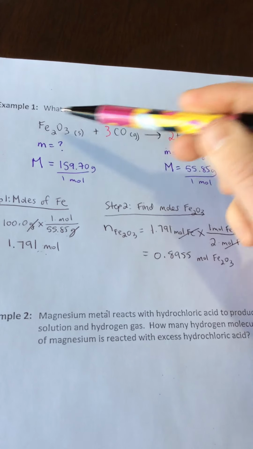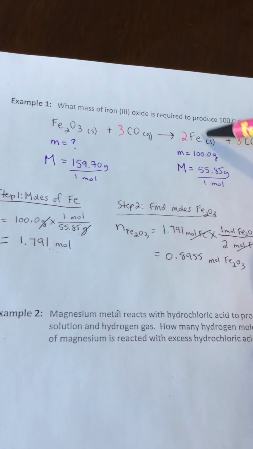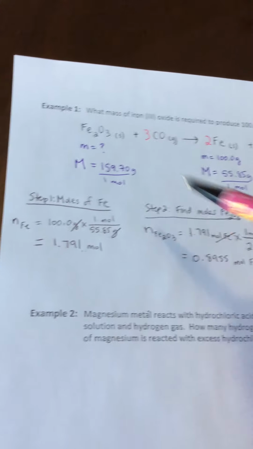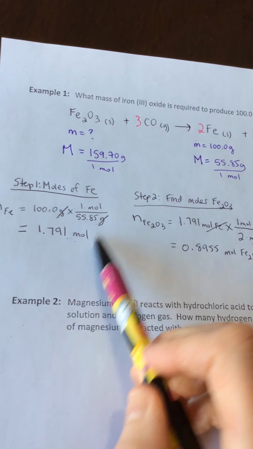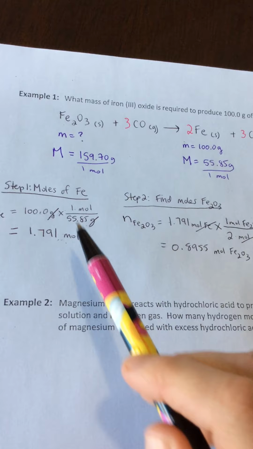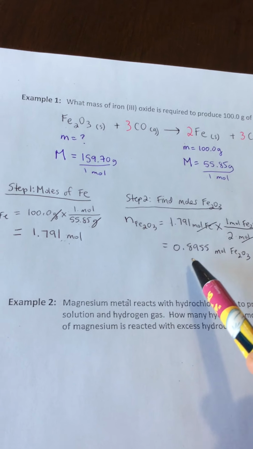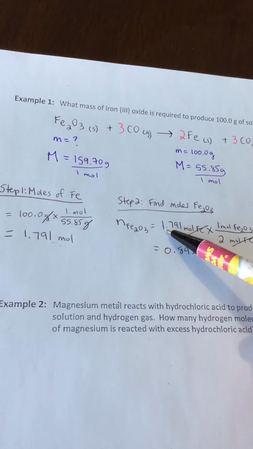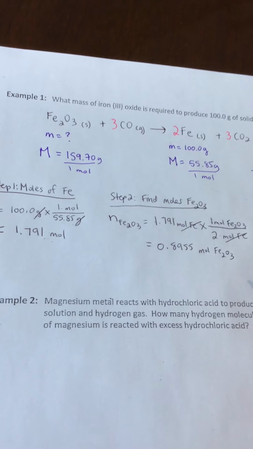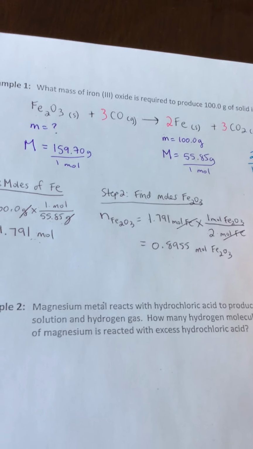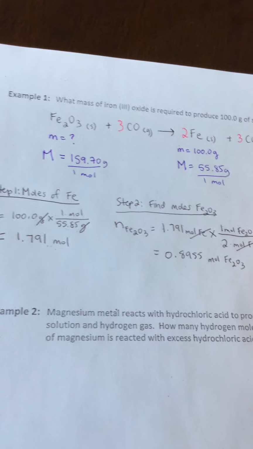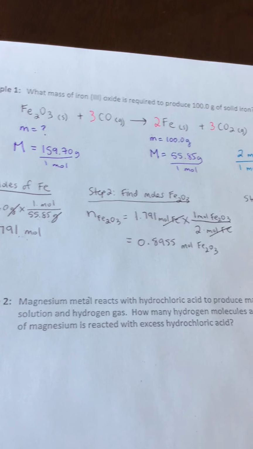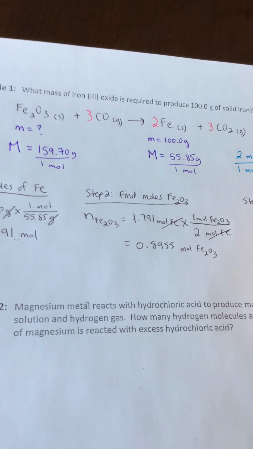Now ask yourself if that makes sense. It's a 2-to-1 ratio. Every 2 of these that are produced, we needed 1 of these. We had 1.791 moles of Fe produced. We need half that amount of the iron 3 oxide. Is 0.8955 half of 1.791? Yes, it is. Step 3, we need to find the mass of the Fe2O3. And now that we know the moles, that's easy to do.